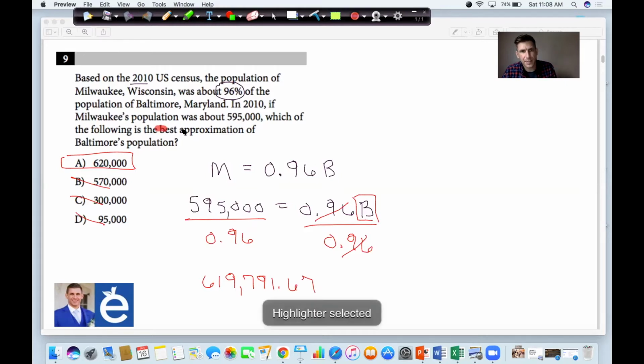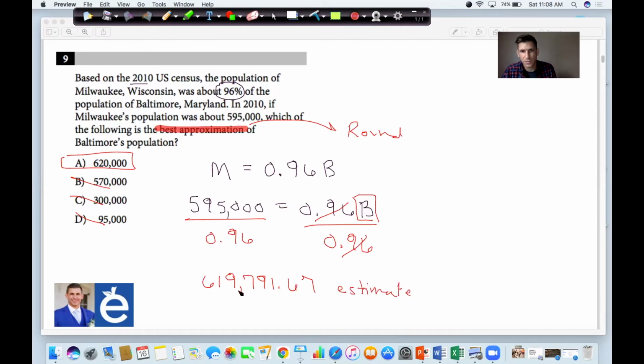But notice this wording here. It says best approximation. Whenever you have best approximation, that means you're rounding and you need to be able to estimate. That's 9 out of 10 times what they're referring to. So this answer is definitely closest to A, because this is your 620,000. If I round this, A is going to be the closest answer choice. Okay, awesome. All right, guys, hope that helps.